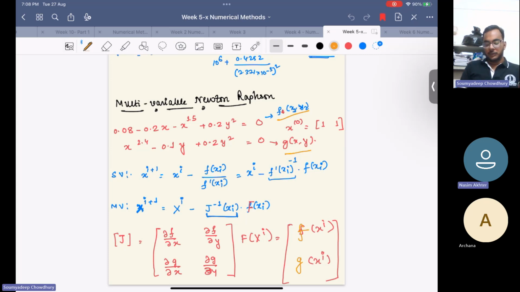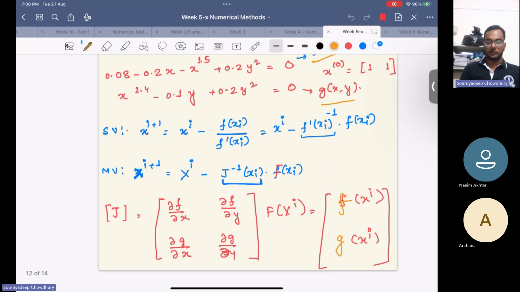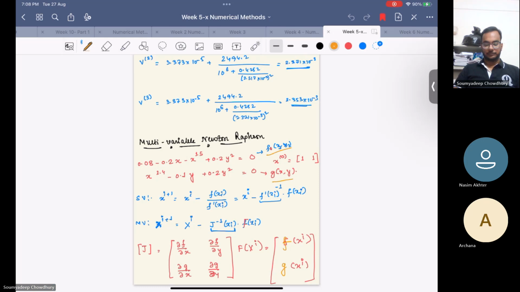Also in the second row, one more element will be added, dou g by dou z. And you will be given one more equation, right? Here there are two equations, f and g. So you'll have one more equation, h of x comma y comma z. That will come in the third row. Then you can apply the same method.